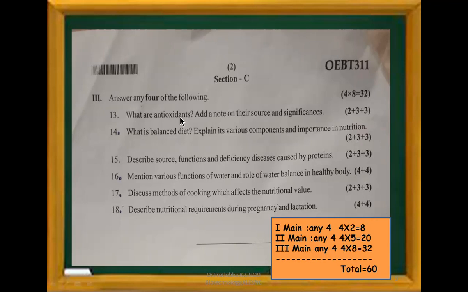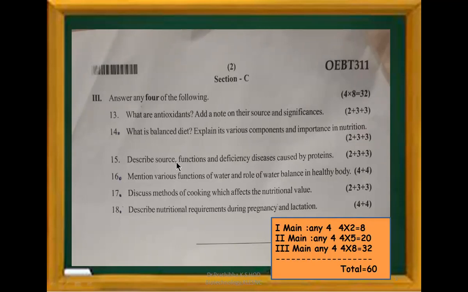What are antioxidants? Add a note on their sources and significance. Here, what are antioxidants? 2 marks. Their sources, 3 marks. Significance, 3 marks. Like this, they'll split. What is a balanced diet? Okay, this carries 2 marks. Explain its various components, 3 marks. Importance in nutrition carries 3 marks.